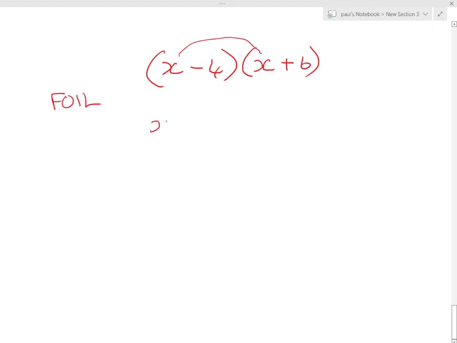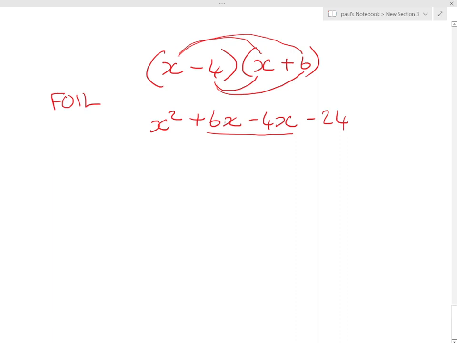Now what happens if there's a minus sign in here? x minus 4 and x plus, I don't know, 6, we'll say. So FOIL, F-O-I-L. x times x is x squared. x times 6 is 6x. Minus 4 times x is minus 4x. And minus 4 times 6 is minus 24. Now we can tidy up these two middle terms. So we've got plus 6x minus 4x, so we end up with a plus 2x in the middle, minus 24 and x squared.